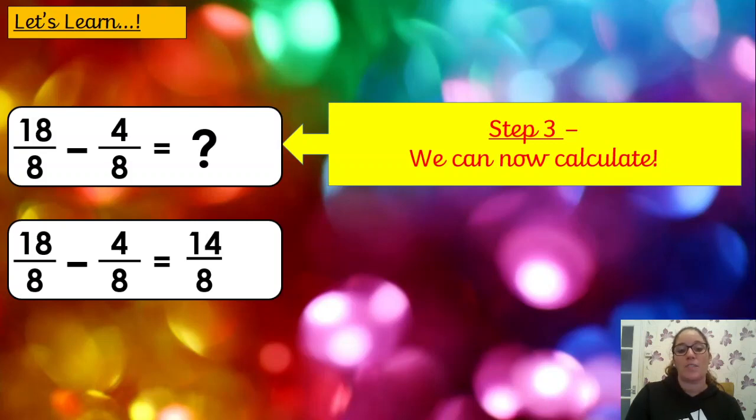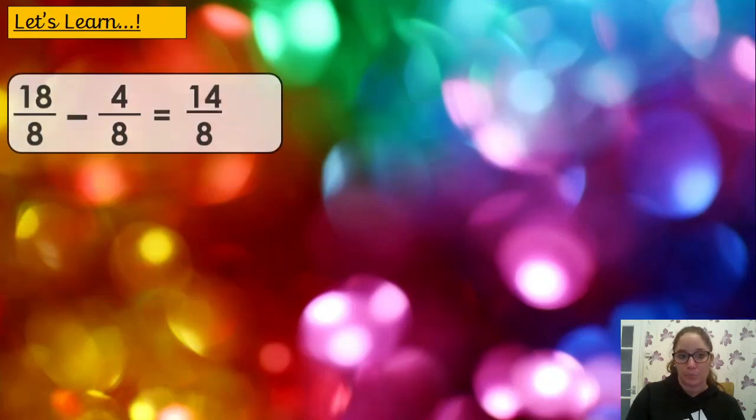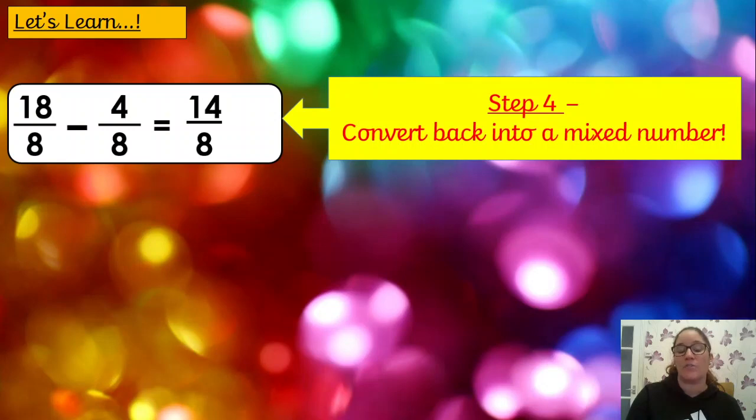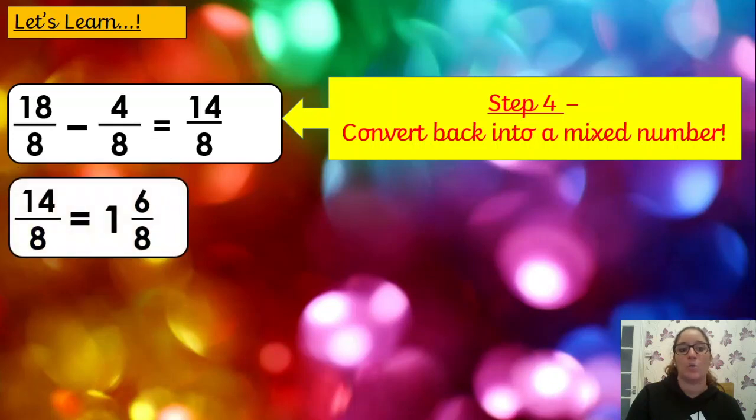Okay, so 14 over 8. Final step, we need to convert it back into a mixed number. Okay, so 8 goes into 14 just one time, and there's 6 left over.